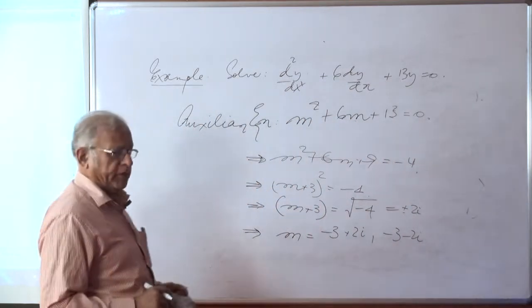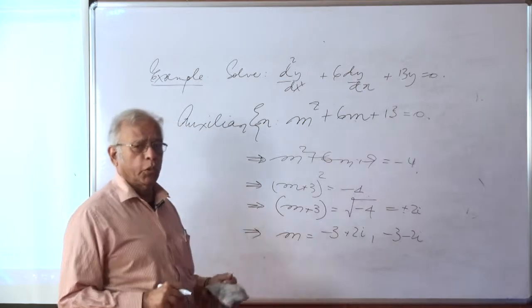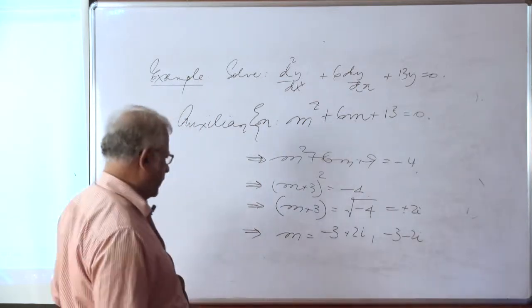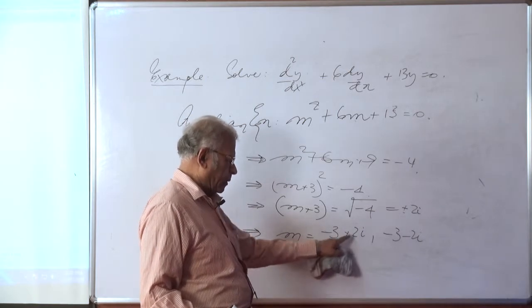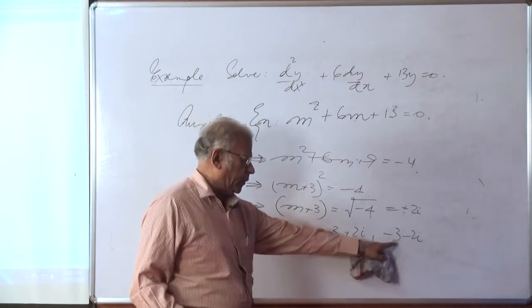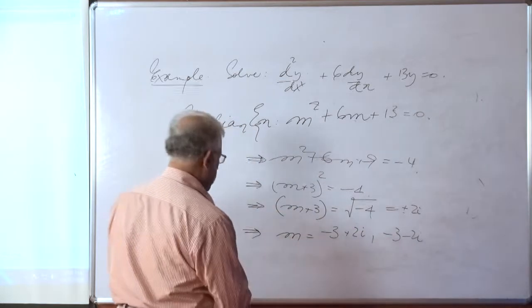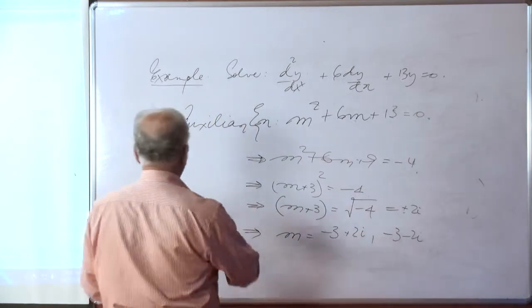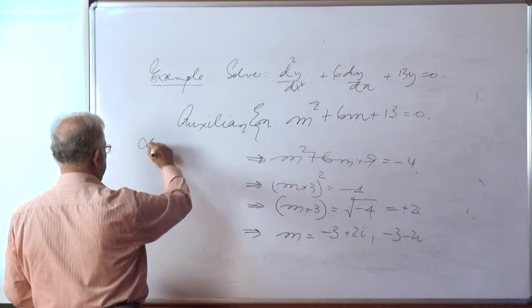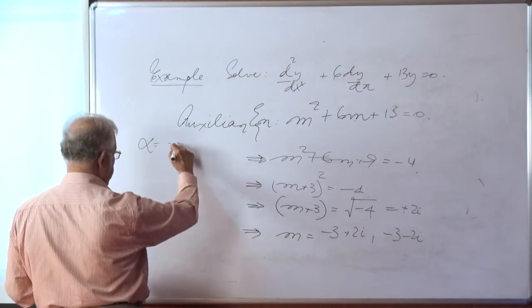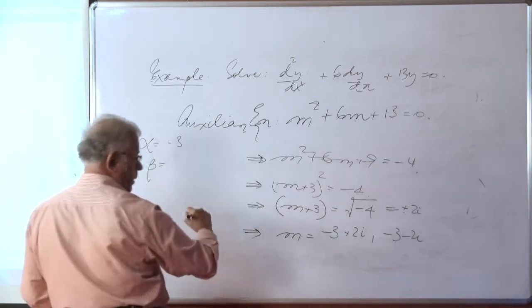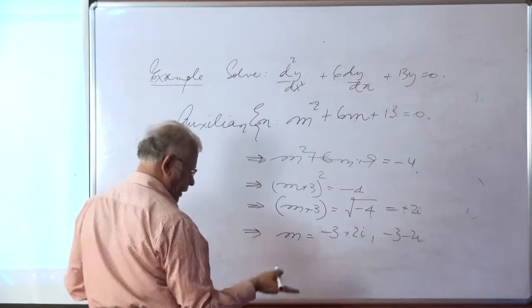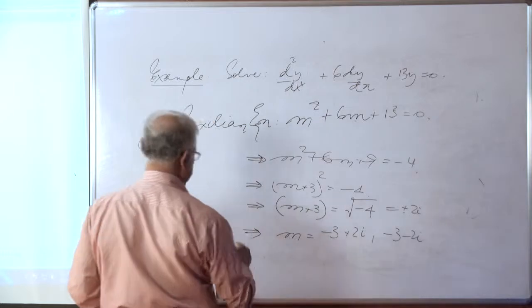So according to what we have just said, the solution is y is equal to e to the power of, this is the alpha and this is the beta, alpha plus i beta and alpha minus i beta. So comparing with what we have done before, our alpha becomes equal to minus 3 and beta is equal to 2.